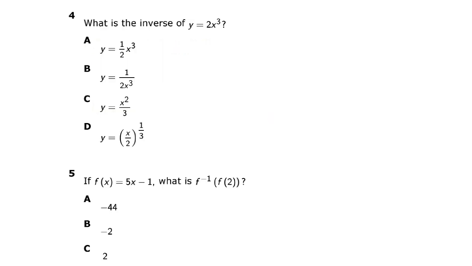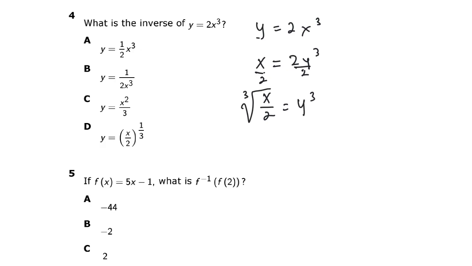Number 4 says, what is the inverse? So we have y equals 2x cubed. Remember, with the inverse, you have to switch the x and the y. So you have x equals 2y cubed. Divide by 2. So you have x divided by 2 equals y cubed. So you're going to get the cube root of both sides. So you have y equals the cube root of x over 2.